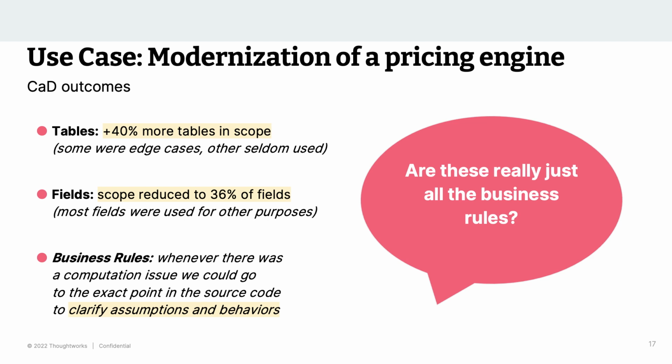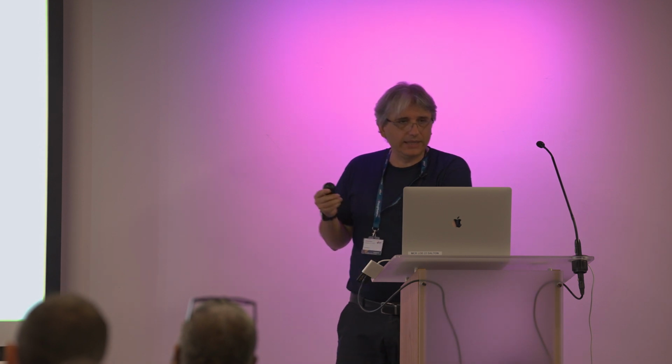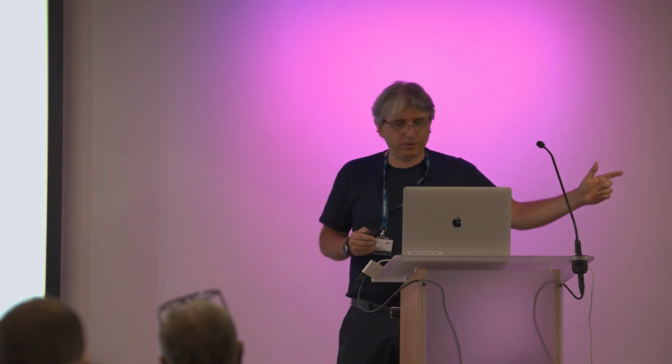But I think the most interesting result was that we were able to reduce, immediately and dramatically, the perimeter of the fields to just 36% of them. And this is typical in legacy modernization, because over time tables get larger and larger in terms of columns. Many different kinds of procedures access the same table for different purposes. So those were large tables, but the things specific to the business were just 36% of them. And the side benefit, as I already said, was that wherever there was a doubt about a computation or whatever, we could go back to exact points in the source code without being experts in the language or the logic as it was implemented.